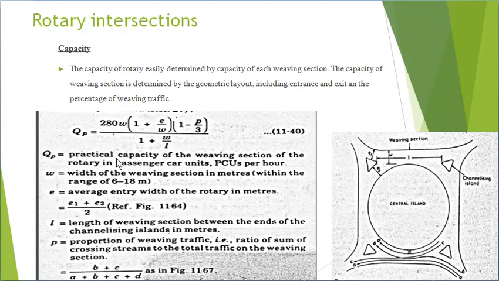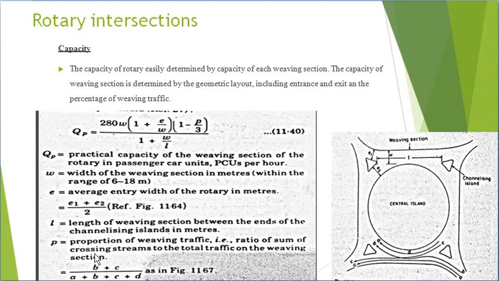Here QP is the practical capacity of the weaving section and is in PCU, passenger car unit per hour, and W is the width of weaving section in meters, and it will usually be in the range of 6 to 18 meter. E is the average entry width that we have discussed in the last slide, that is E is equal to the average of E1 plus E2. This (E1 plus E2) by 2 is the average entry width, and L is the length of weaving section.